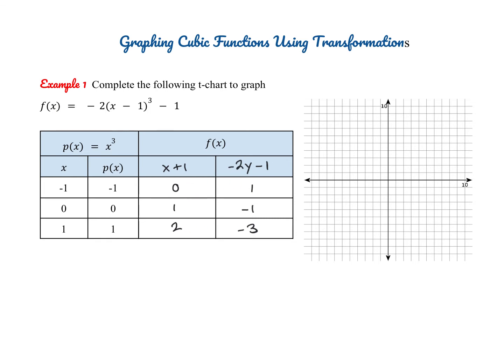So now all we need to do is plot our coordinates. So we have (0, 1), (1, -1), and (2, -3). And then when we draw our line, we should know that it's going to flatten out again at that center point and then continue through. So we still have that S-shaped graph, but this time you can see instead of being an increasing graph, it's decreasing due to that reflection.